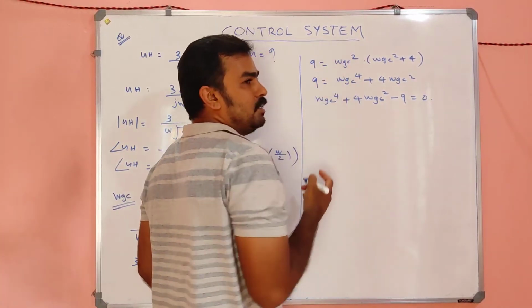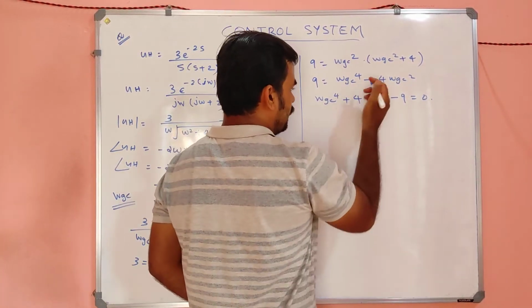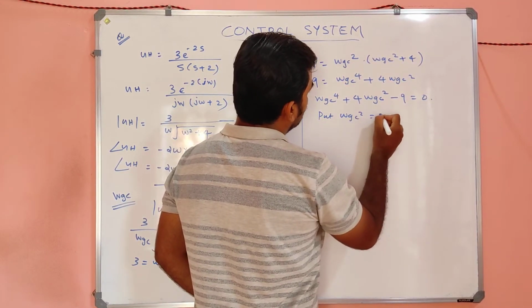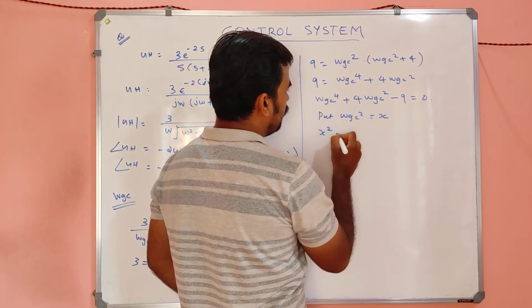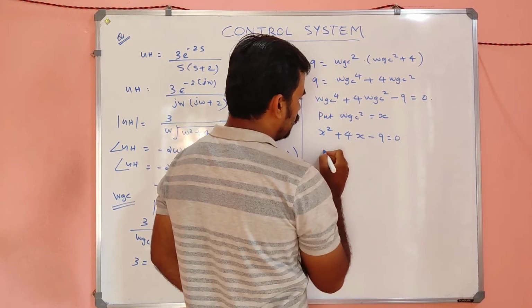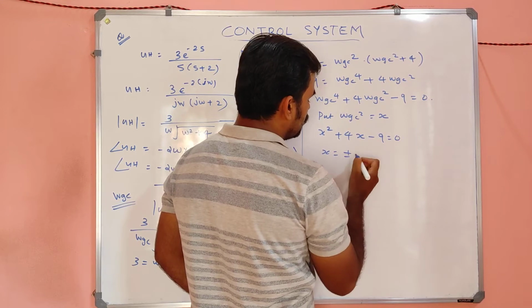It's a 4th degree equation, so you cannot solve it directly. Put omega GC square equal to x. So it becomes x square plus 4x minus 9 equals 0. Or I can write x is equal to minus b.